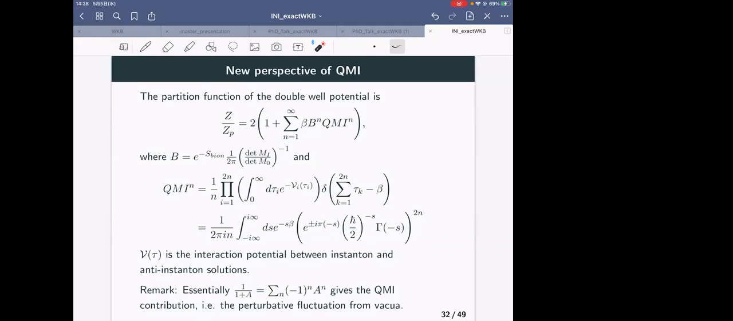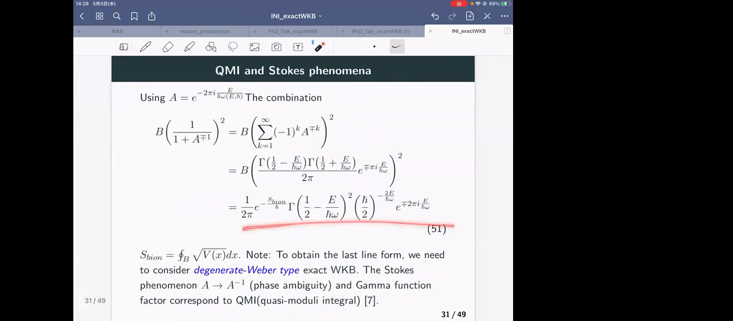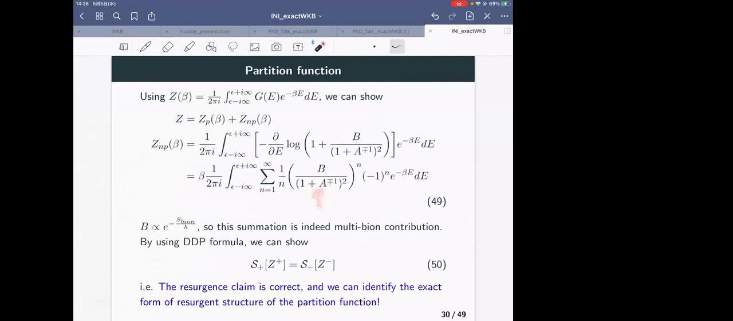And when we consider not only one baryon, but multiple baryons, then we have to impose this constraint to satisfy the periodic boundary condition. Calculating this quantity, the quasi-modular integral becomes this form. Comparing this result and substituting this function into here, we get exactly the same form of quasi-modular integral. Therefore, using this method, we can obtain the path integral form of the partition function directly.